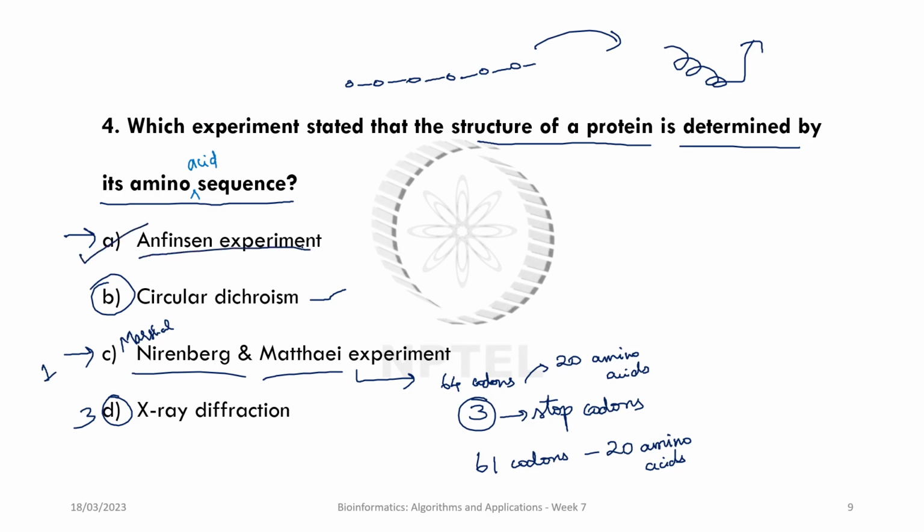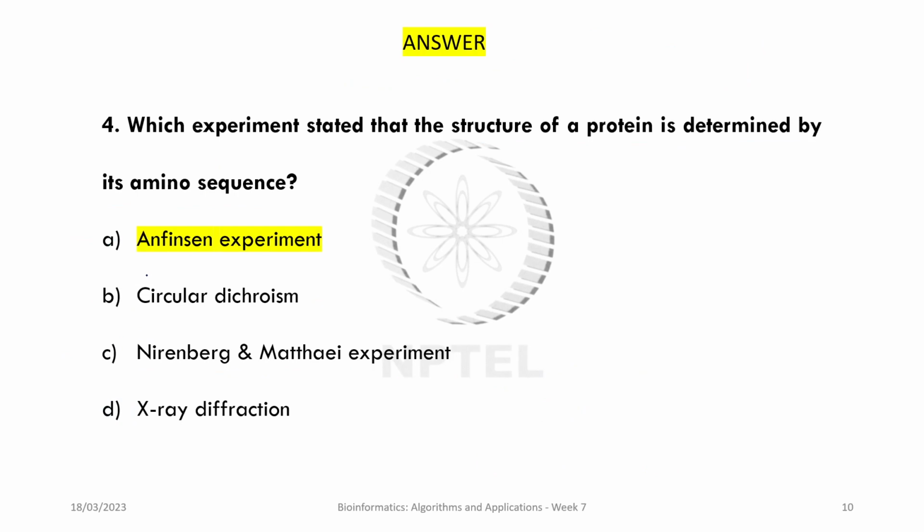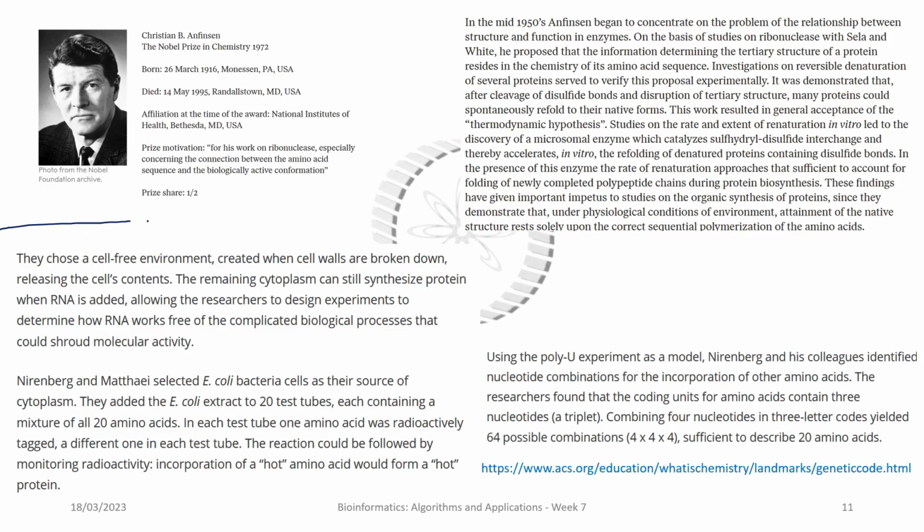If you directly know or are aware of the Anfinsen experiment, you can straight away shoot at A. Right, so here I have the answer as A, and the following slide. Yeah, so this is the Anfinsen experiment. He was given a Nobel Prize in chemistry. So I just have tiny excerpts. I did not put the link for this part, but there's a link for the second part. Right, so the problem of relationship between structure and function in enzymes.